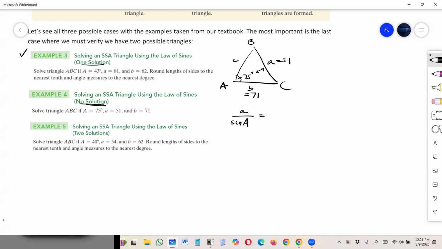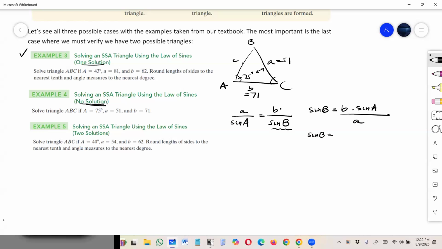And I cannot do C, right, because I have neither the side nor the angle. So I have to use B. So it's going to be B over sine B. And I already have the side B, so I am solving for sine B. So I'm going to cross multiply and divide everything by the side A. So I'm going to end up with sine B is equal to B times sine A over the side A.